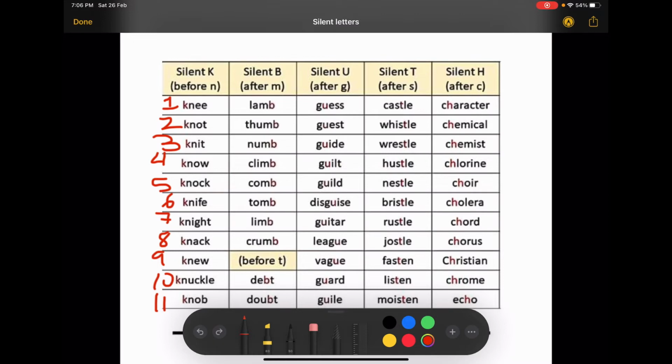The eighth word we have is crumb, and you pronounce it as C-R-U-M and not C-R-U-M-B, otherwise it's going to be crumb-buh, and that is wrong.